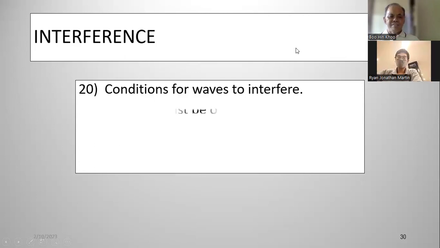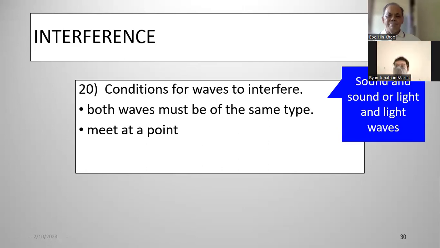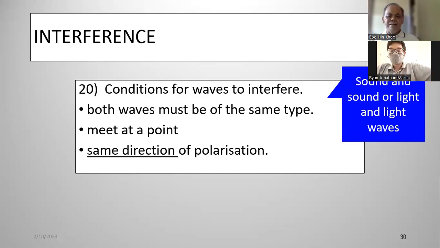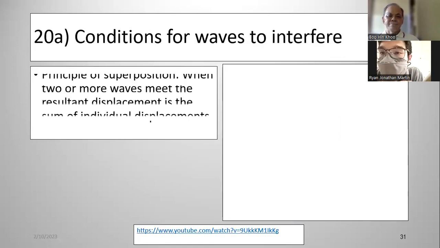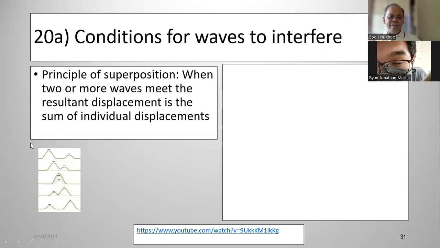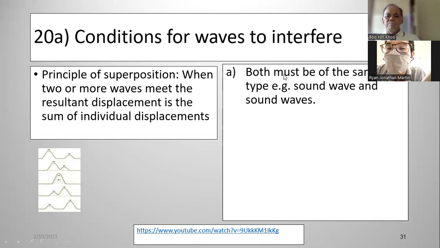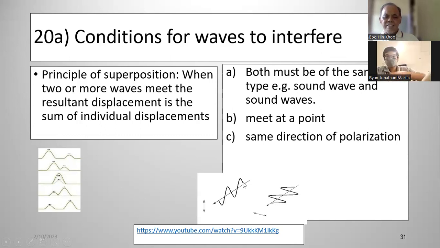Conditions for interference. Both waves must be of the same type, sound wave and sound wave, light wave and light wave. They must meet at a point before they can interfere. Same direction of polarization, that means vibration in the same plane. Condition for waves to interfere, principle of superposition, that you must remember. Superposition: when two or more waves meet, the resultant displacement is the sum of the individual displacements. Right? That's where you add it up. Both must be of the same type, I'm just repeating. Sound wave and sound wave meet at a point or in the same region, same direction of polarization. This one has a different type of polarization already. One is vertical, one is horizontal, so they will not interfere.